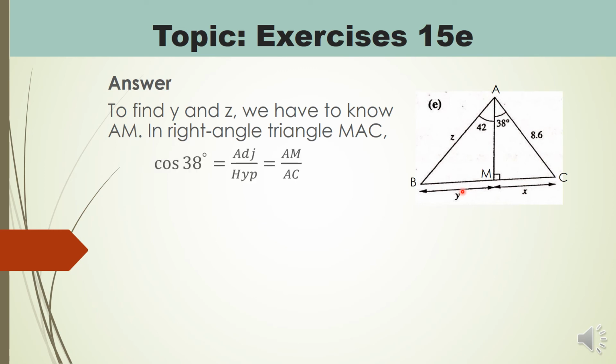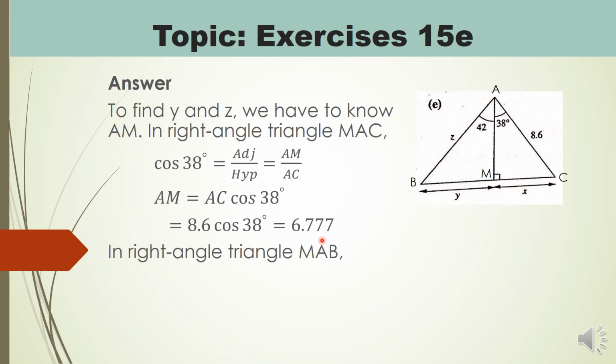To find AM, we use the right triangle MAC, because we know the hypotenuse and we just found the adjacent side. The adjacent side is AM and the hypotenuse is AC. To find AM, just take AC multiplied by cosine 38 degrees. Using the calculator and giving the answer to 4 significant digits, the answer is 6.777.